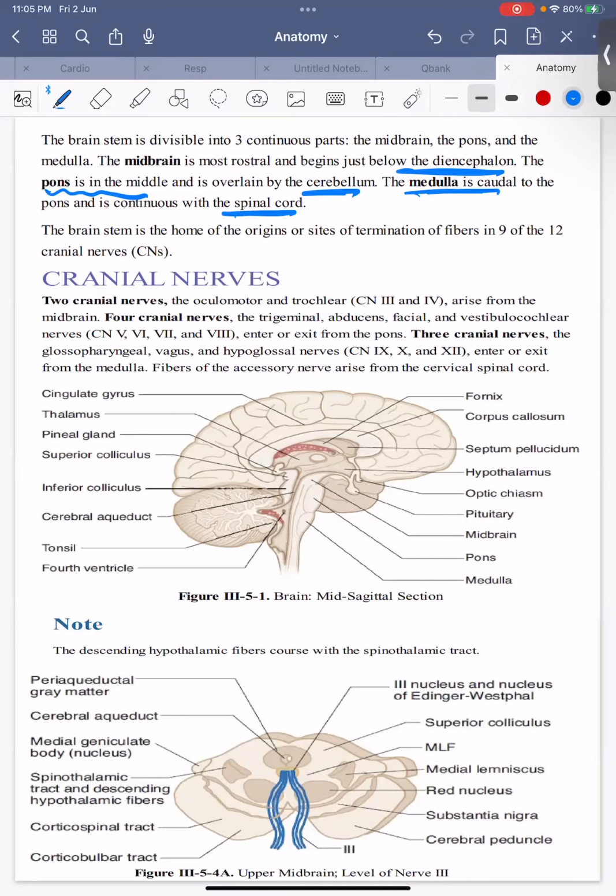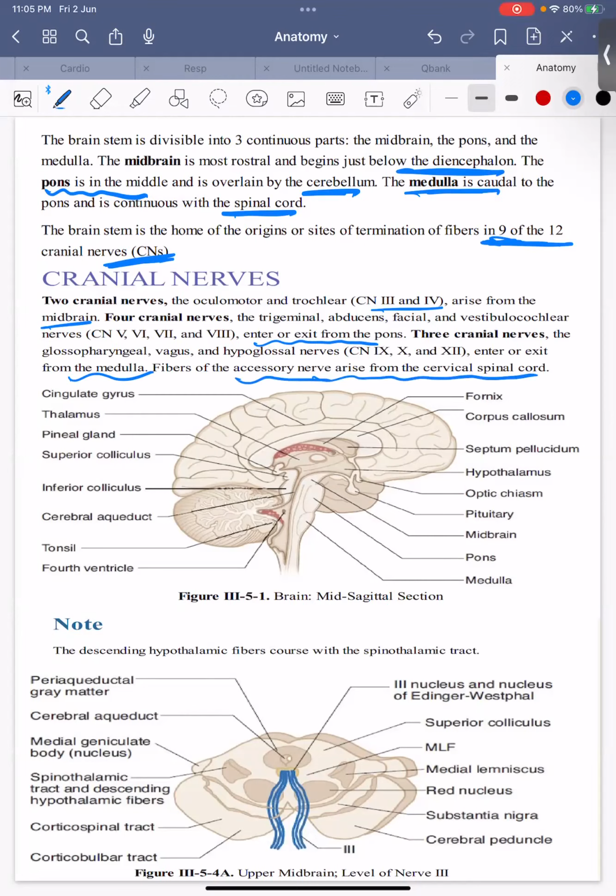Now, the brainstem is very important because it's the site of origin or termination of the fibers of 9 cranial nerves. Two cranial nerves, oculomotor and trochlear, the 3rd and 4th, arise in the midbrain. Remember, 4: trigeminal, abducens, facial, vestibulocochlear, they enter or exit at the level of the pons. 3: vagus, glossopharyngeal, and hypoglossal, they enter or exit at the level of the medulla. Remember, the accessory nerve, or cranial nerve 11, has fibers that arise from the cervical spinal cord.